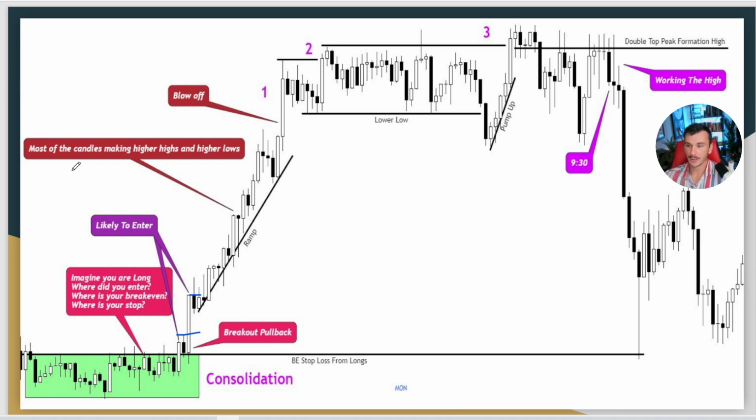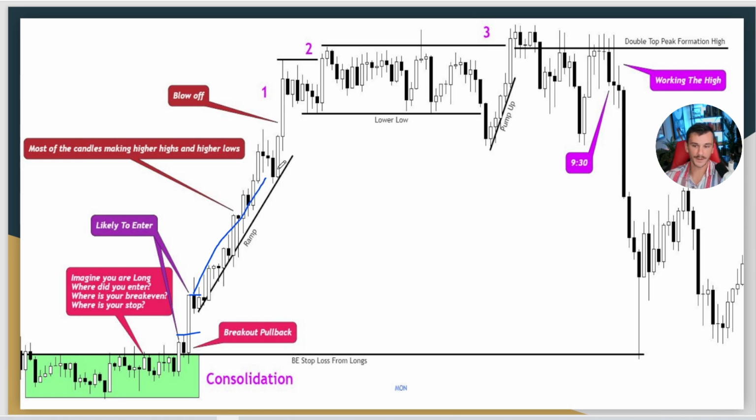I'm likely to enter. Most of the candles in this ramp are making higher highs and higher lows. We have a small pullback here where the bars are going a little bit lower, the wicks, but then we get higher highs, higher lows, a little bit lower, but then a higher high, higher low, higher high, higher low. And that continues throughout this ramp. And you can see the tightly wound coil that ends up blowing off.